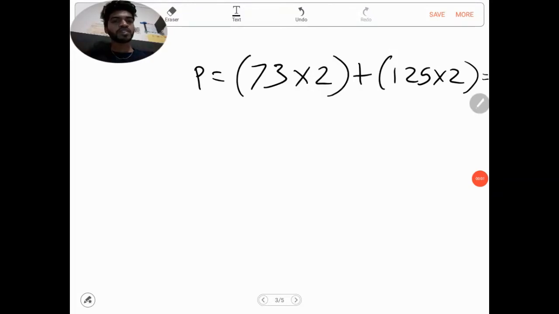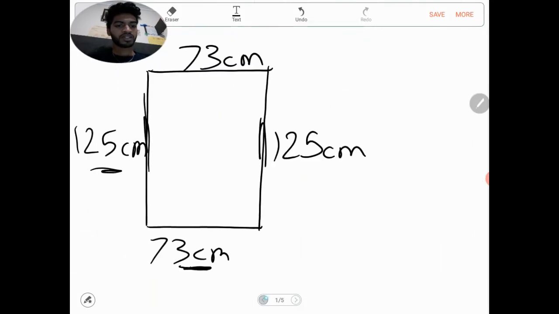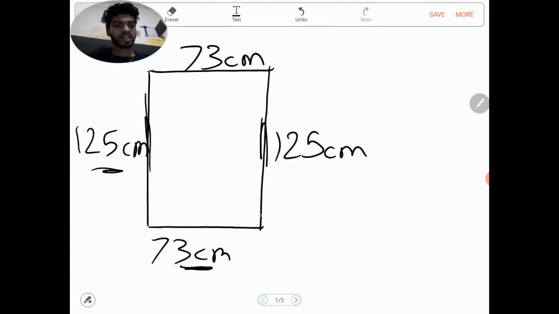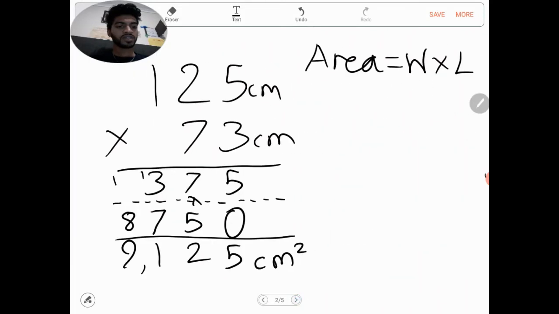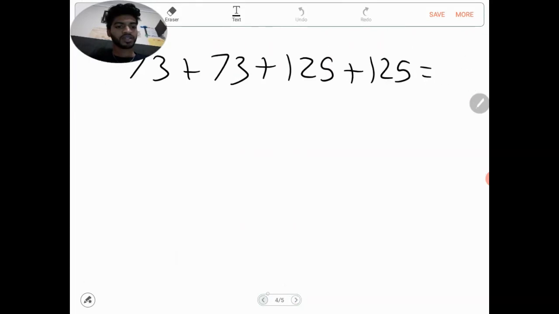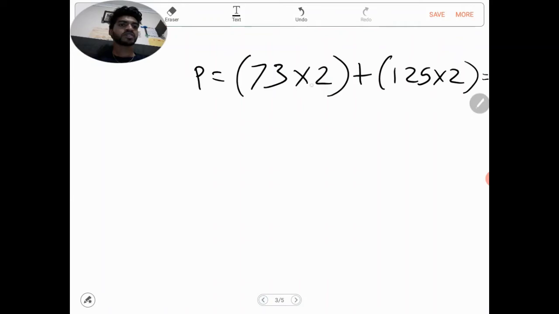Now we're going to move on to calculating the perimeter of the storage room. Perimeter means you have to add up all of the sides. So if I go back, there are 4 sides in total, I have to add up all 4 of them. Now there are 2 ways you can do this. This is the first way, in which you write 73 times 2 in brackets and 125 times 2 in brackets. Now you might be wondering, why do we write times 2 in brackets? Well, because there are 2 sides which are 73 centimeters long, and 2 sides which are 125 centimeters long.